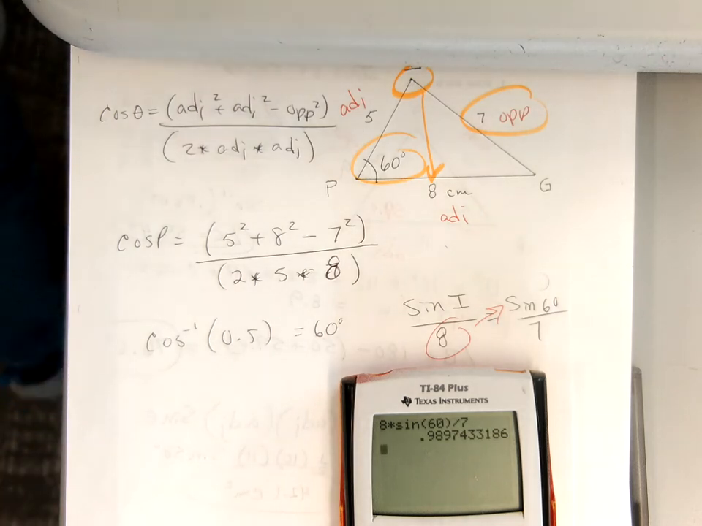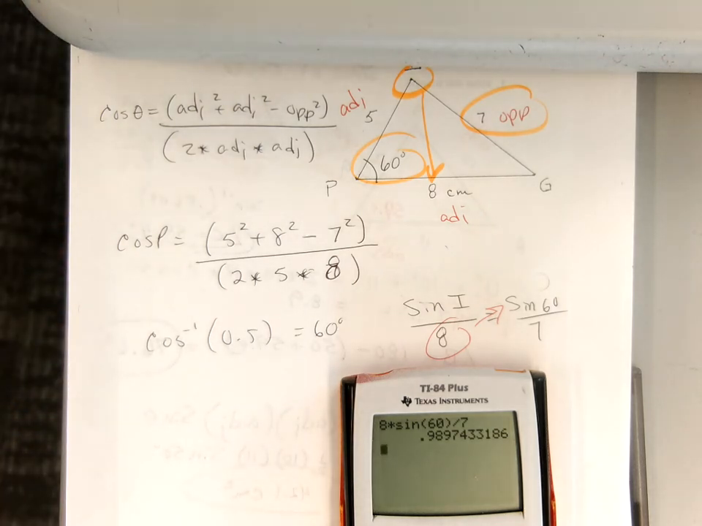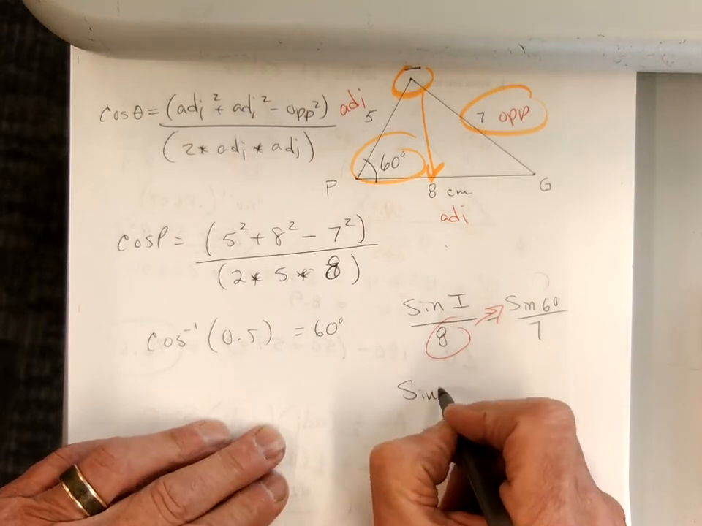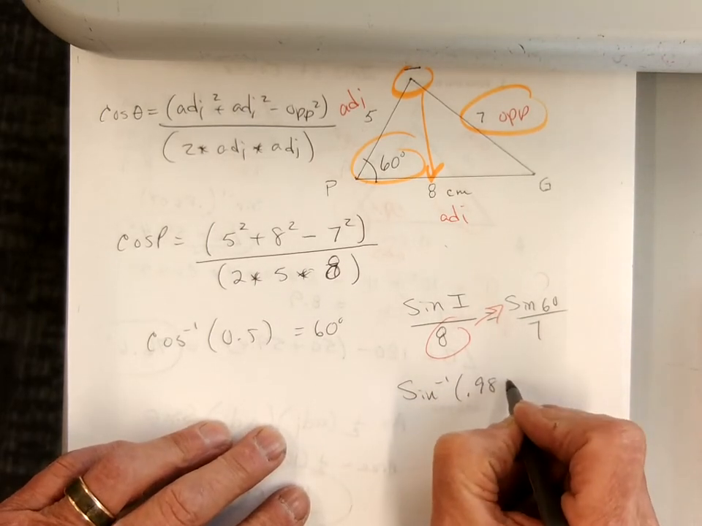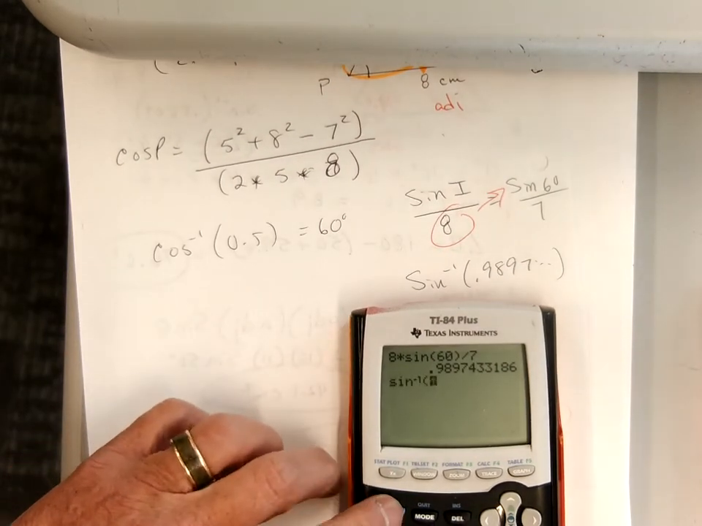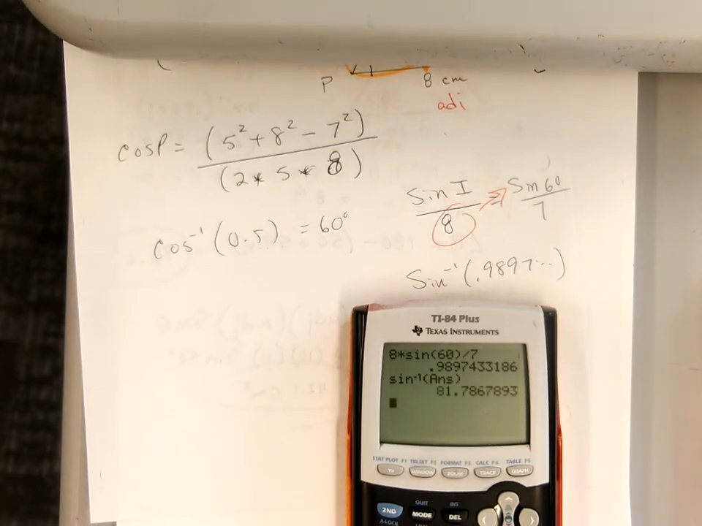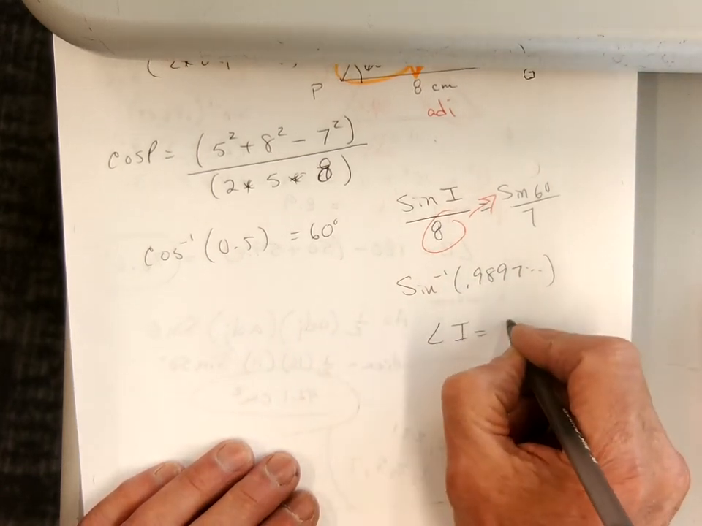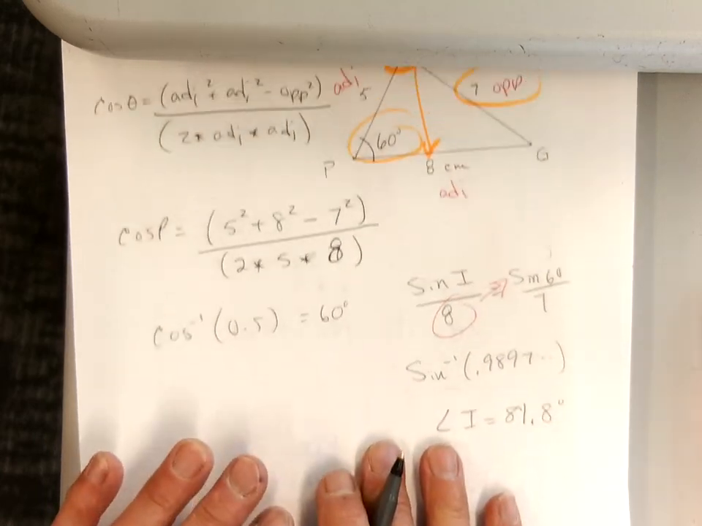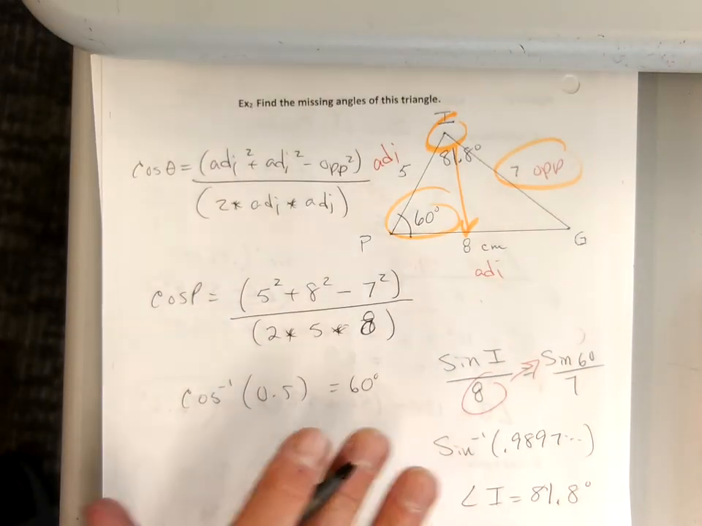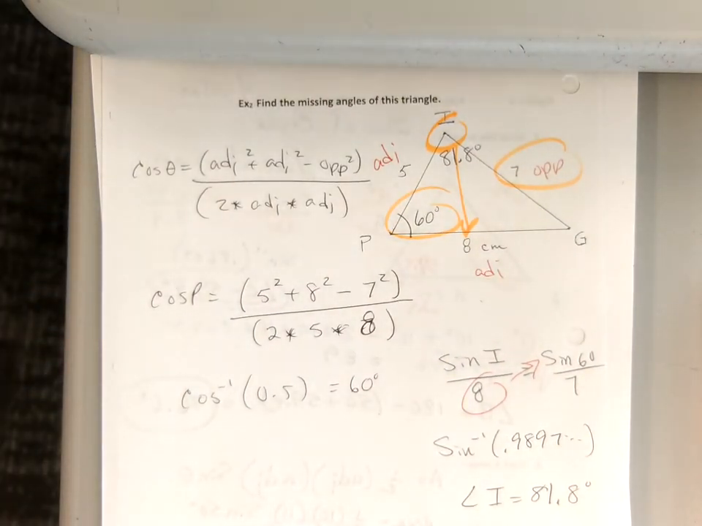0.9897. That can't be an angle. Got to inverse it, right? So we've got to inverse it because we're looking for an angle. So we're going to go sine inverse of that 0.9897, blah, blah, blah. But I like the answer button better, don't you guys? I like that answer button because I don't have to type that decimal in. About 81.8, I'll round it to. So angle I equals 81.8 degrees. So let's put that in there. 81.8 degrees.